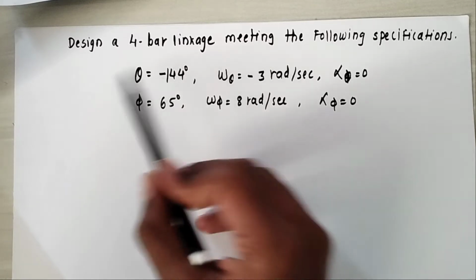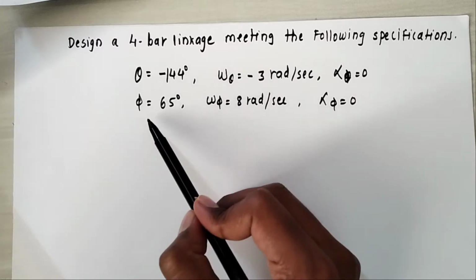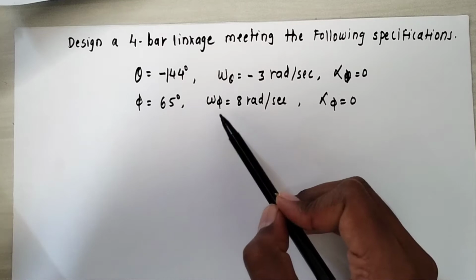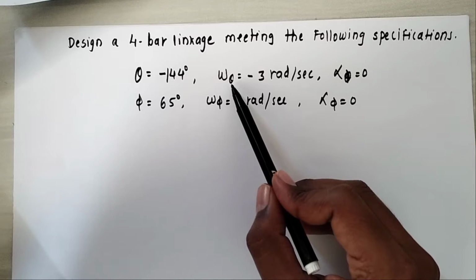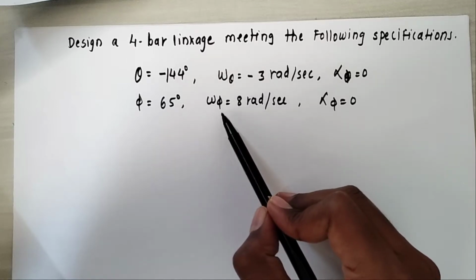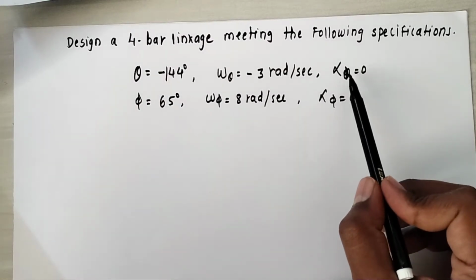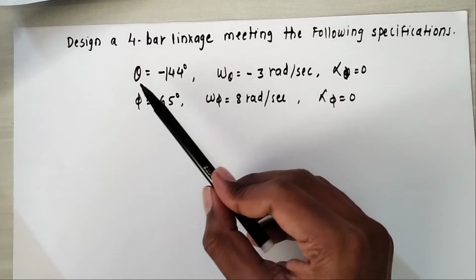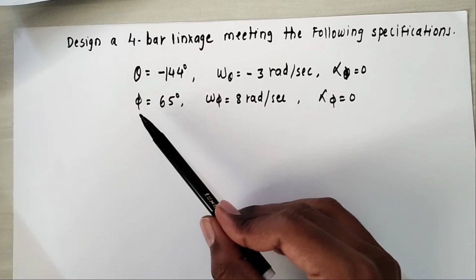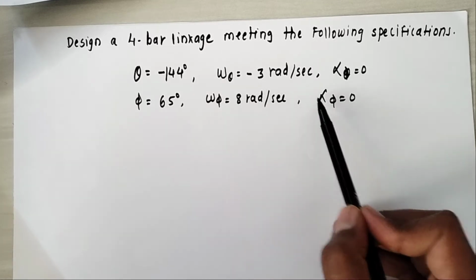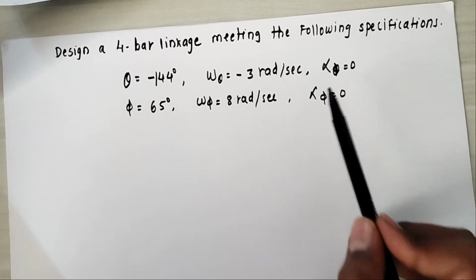In this numerical, for a 4-bar linkage, following specifications are given, where theta and phi are the input and output angles, omega theta and omega phi are angular velocity of input crank, or you can say crank, and angular velocity of follower. Alpha theta and alpha phi represent angular acceleration of input link and output link. So when angular displacement, velocity and acceleration of input link, and angular displacement, velocity and acceleration of output link are given, then in order to synthesize 4-bar mechanism, what procedure we have to use, that we will discuss now.